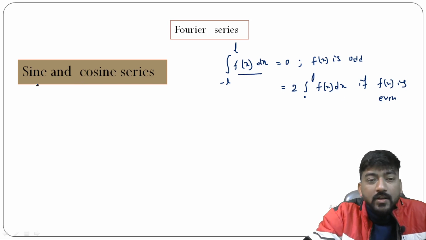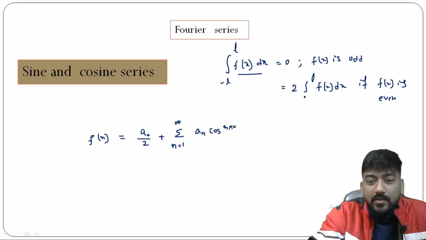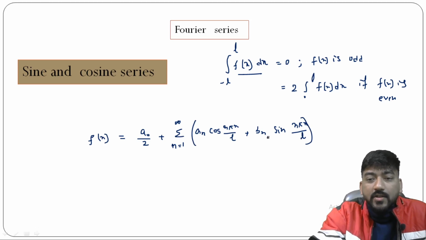Now what we are going to do here is expand a function in terms of either a sine series or a cosine series. Previously, for any periodic function f(x), we have the Fourier series a0 by 2 plus summation n equal to 1 to infinity of an cos(n pi x by L) plus bn sin(n pi x by L). So this was our Fourier series with certain coefficients a0, an and bn.